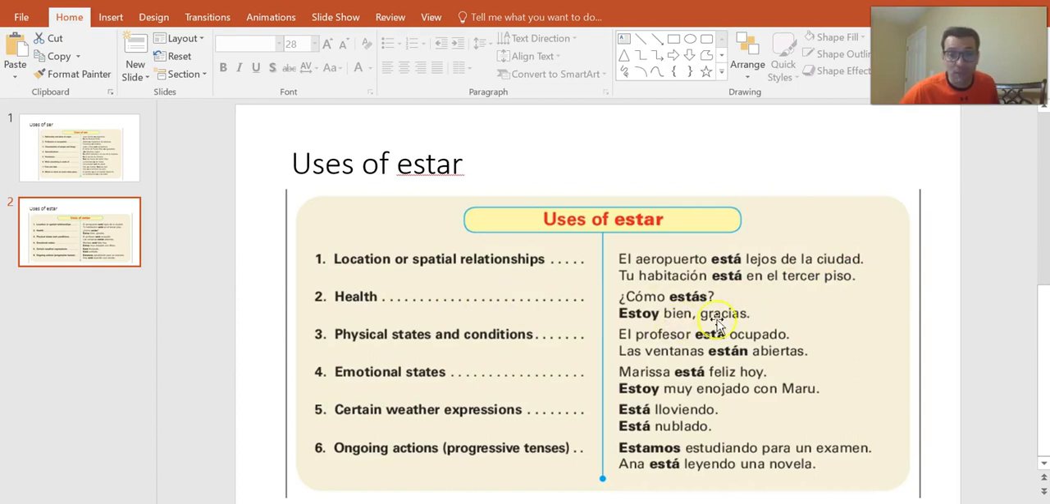Health, ¿cómo estás? Estoy bien, gracias. Physical states and condition. El profesor está ocupado. Las ventanas están abiertas. Emotional state. Marisa está feliz. Hoy estoy muy enojado con Maru. Certain weather expressions. Está lloviendo, está nublado. Ongoing action, progressive tenses. Estamos estudiando para un examen. Ana está leyendo una novela.